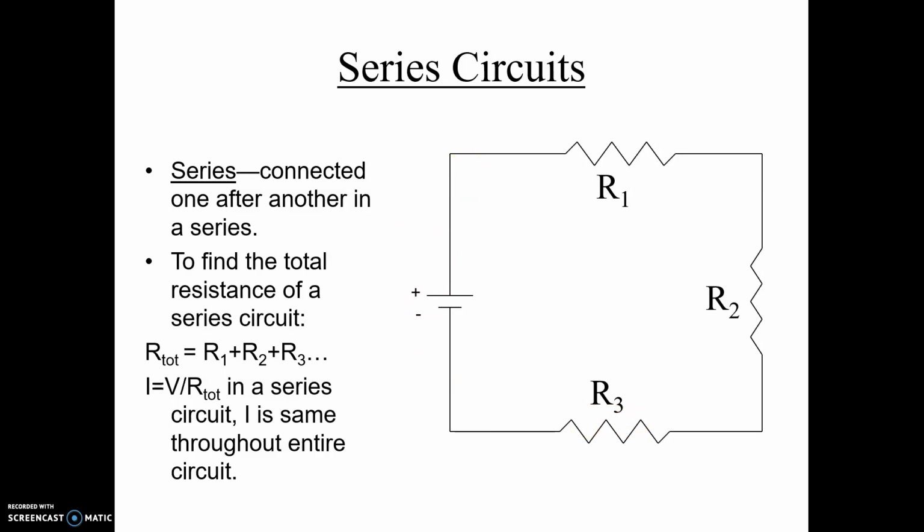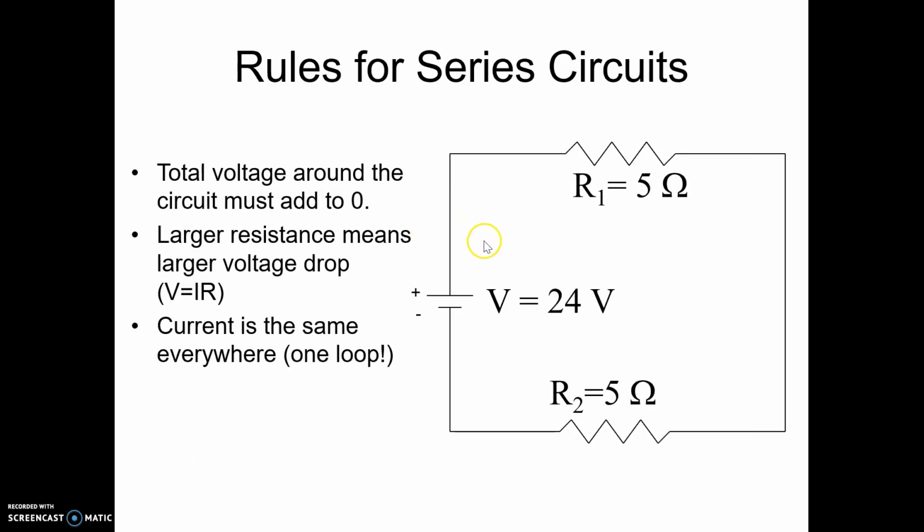The best way to explain series circuits is by doing some examples. So here we have a very simple series circuit. You can see 24 volts coming out of the battery, and the first resistor is 5 ohms, and the second resistor is 5 ohms. To find the total resistance here, all you've got to do is add them up. But first, there are some simple rules over here on the left. The first one is that the total voltage drop around the loop in the circuit must add to 0. The second one is that if a resistor is larger than another, it's going to experience a bigger voltage drop. And the last one you already know: the current is the same everywhere.